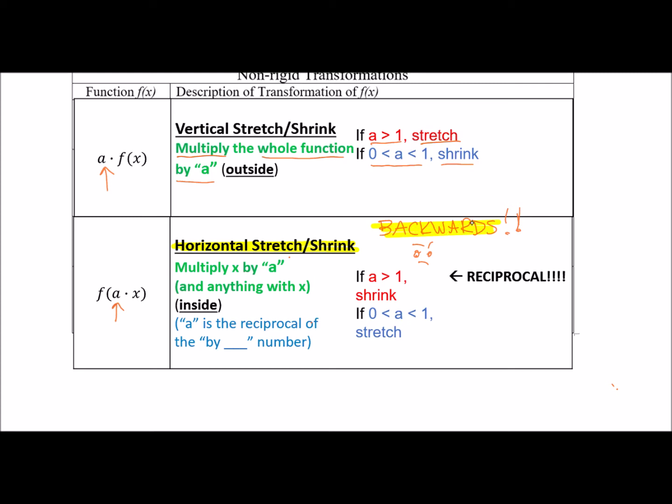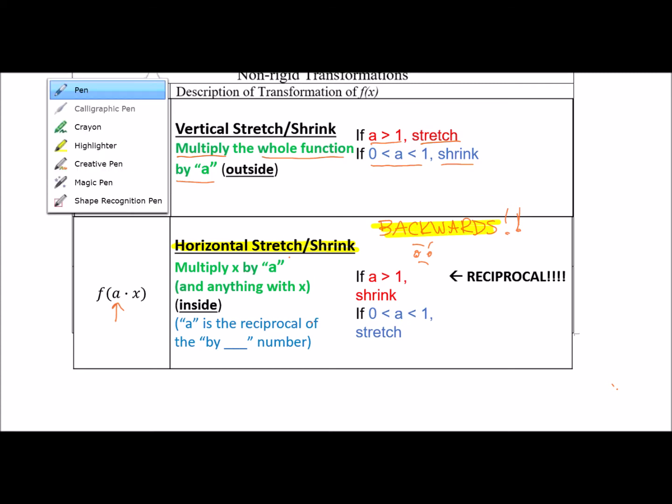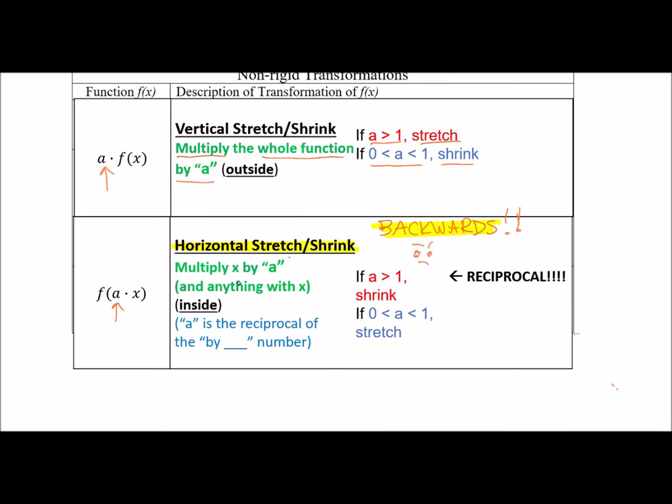Now, because we're multiplying, the whole backwards part of it is the fact that instead of multiplying by a number that's given, you're actually multiplying by its reciprocal. So A is the number that's the reciprocal of whatever it said. Now, this one you need to see an example of. So if we had a horizontal shrink by 1/2, this is the number right here. So A is actually 2. It's backwards.